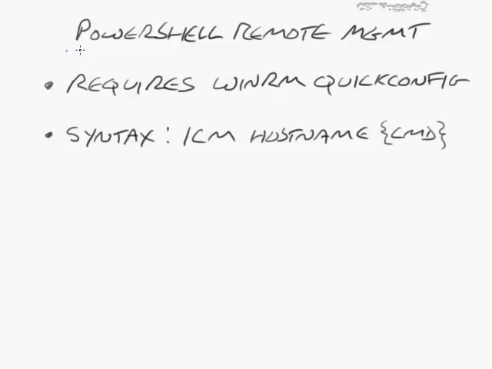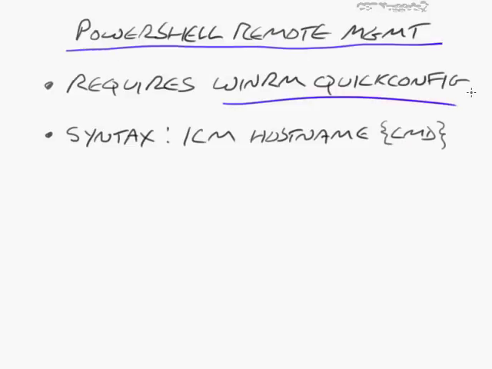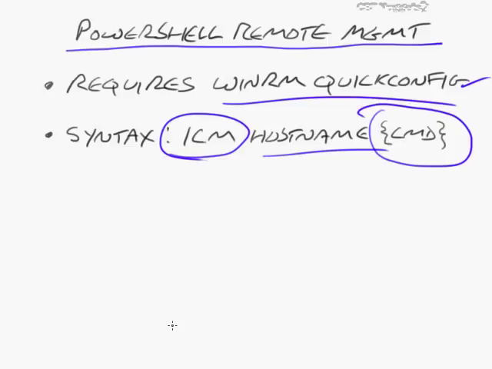So anyway, I kind of jumped ahead of myself a little bit there, but we were talking about PowerShell remote management. Again, this requires that you've already also run Windows Remote Management Quick Config, and then the syntax to point to a remote machine would be ICM, followed by the host name, and then whatever command you're using will be in these squiggly brackets. If I wanted to just run these same commands locally, I would get rid of this first part, and then I would get rid of the squiggly brackets. And then I would run just whatever the command was.